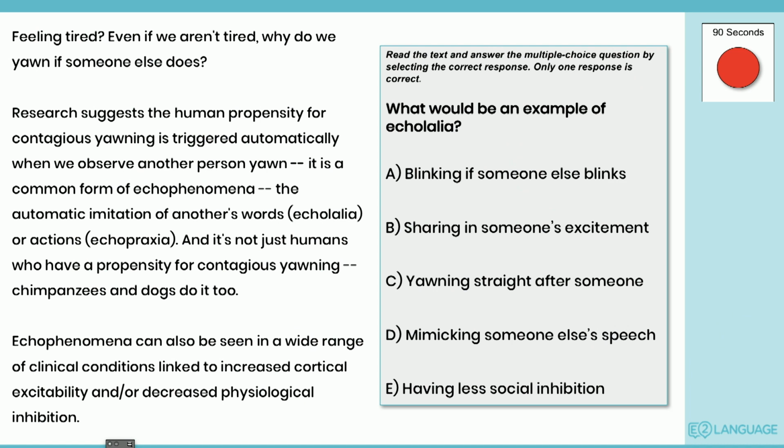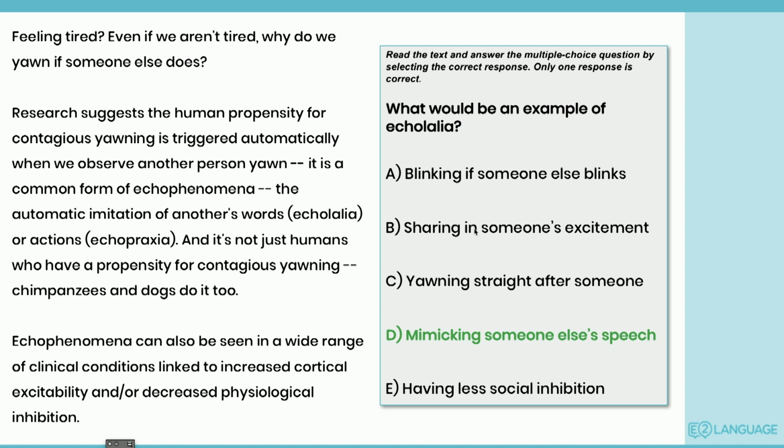Remember, the text will be 110 words maximum, so it's pretty short. So you have enough time in 90 seconds. It might take you about 45 seconds to deep read that text, and that's important. You need to do that. Okay, so what's an example of echolalia? An example of echolalia would be mimicking someone else's speech.